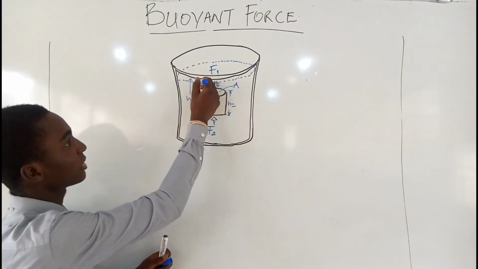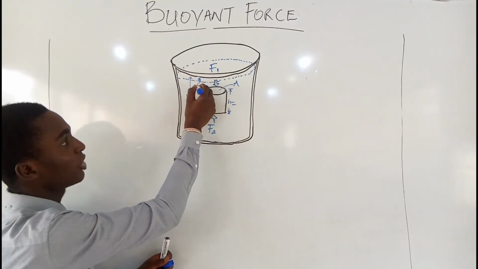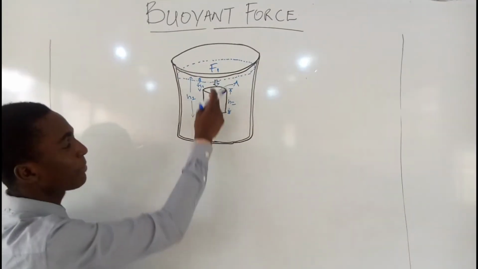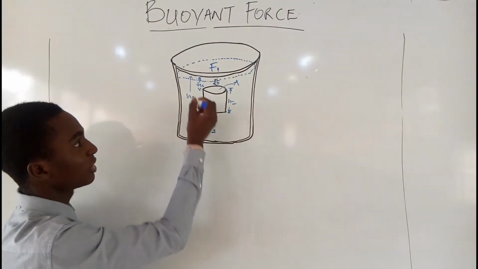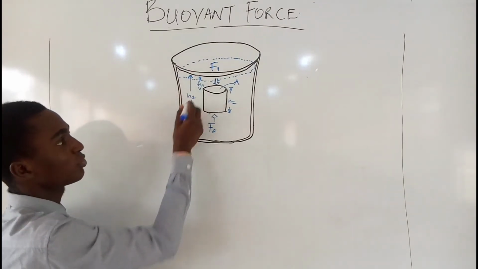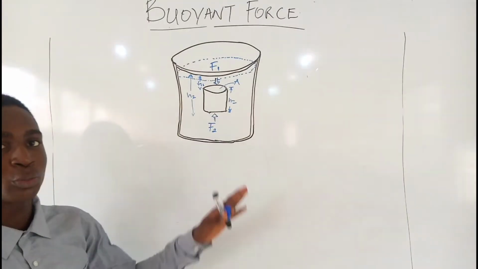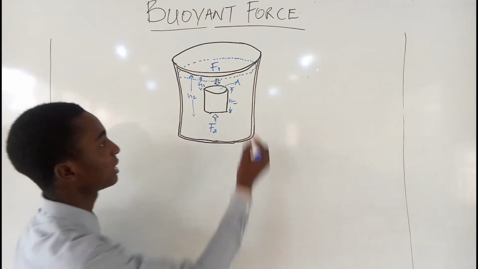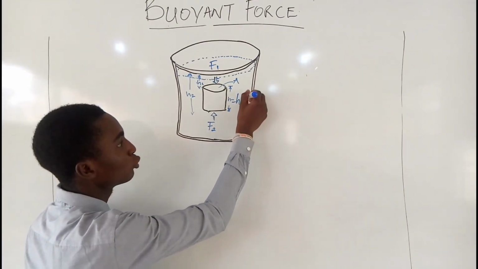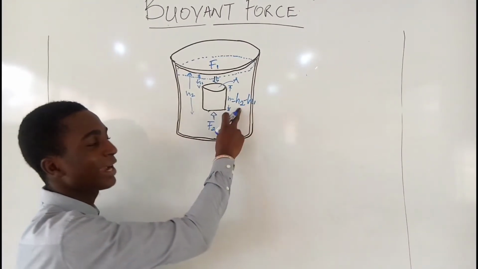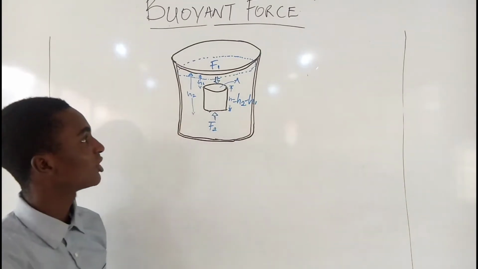Now, before the object gets into the water, either partially or fully, it will first have an initial height, which I term H1 here. So when I immerse it to this point, it has a final height, which is H2. Now we are going to calculate the total height. The total height will be H2 minus H1, that is the final height minus the initial height.